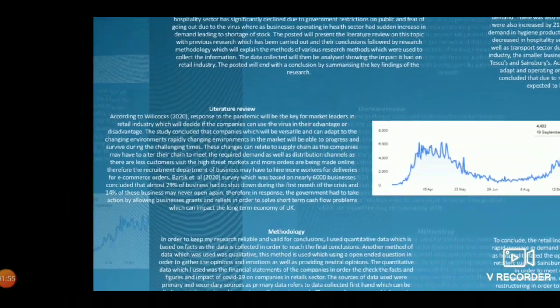The literature review. According to Wilcox 2020, in response to the pandemic, it will be key for the market leaders in the retail industry, which will decide if companies can use the virus either to their advantage or disadvantage. This study concluded that companies which were versatile and able to adapt to the changing scenarios were the companies that would have an advantage, as they would have to make rapid changes in order to meet the customers' demand.